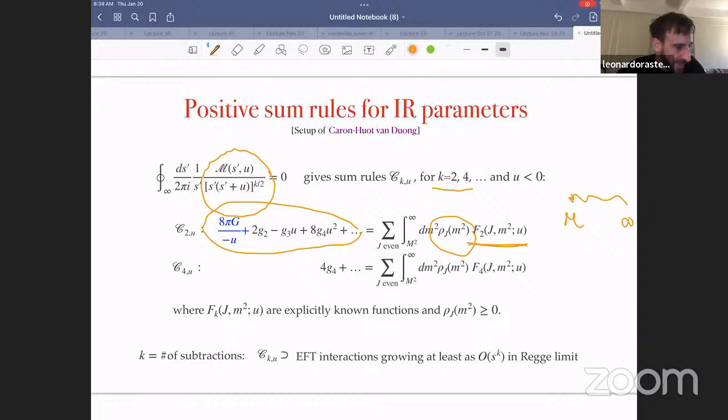And you see that the left-hand side, for simple complex analysis reasons, only gets contributions from the effective field theory couplings that grow at least as s to the k in the Regge limit. So for example, you see that the graviton, which has spin two, grows like s squared in the Regge limit, and so only contributes to the first sum rule, the one with k equal to two.